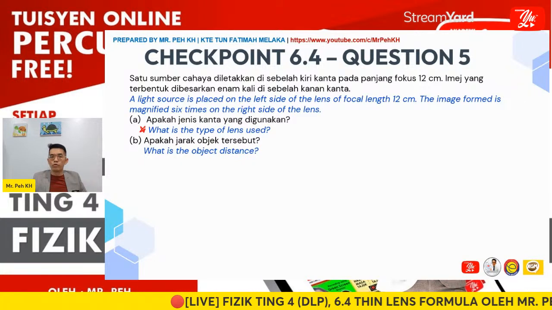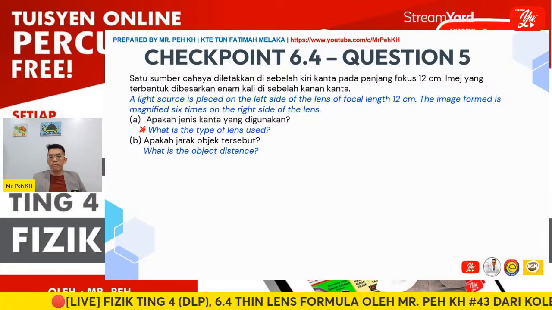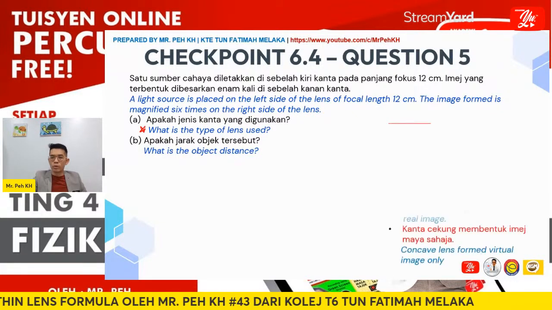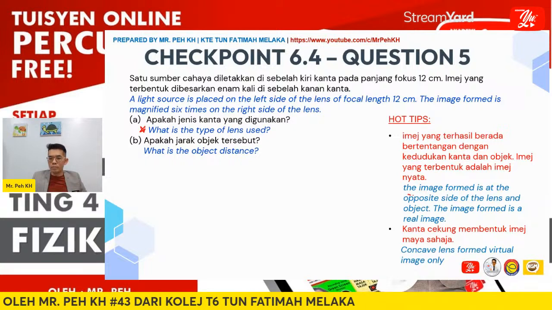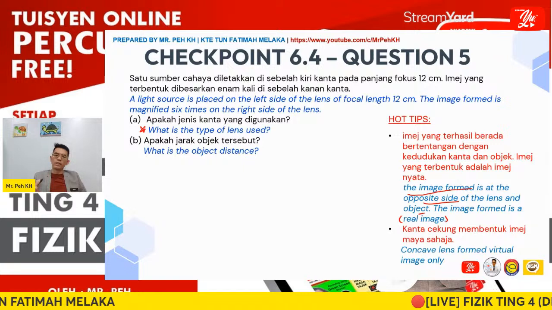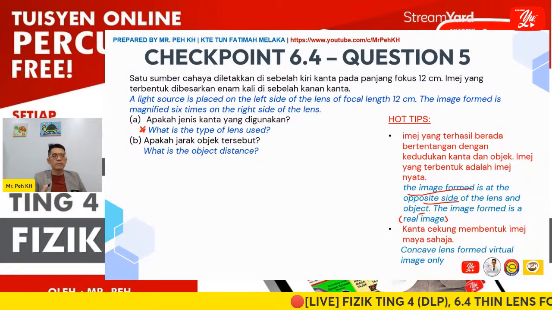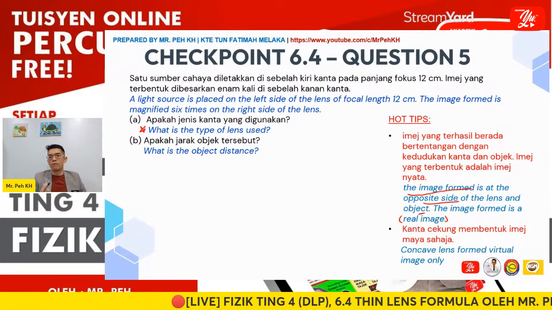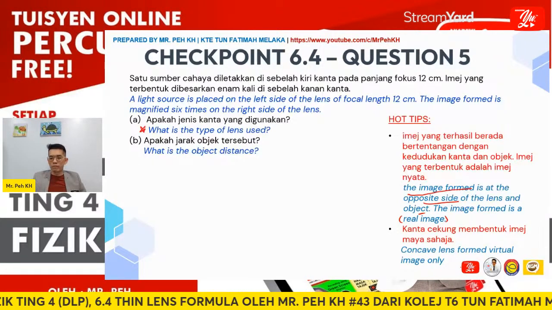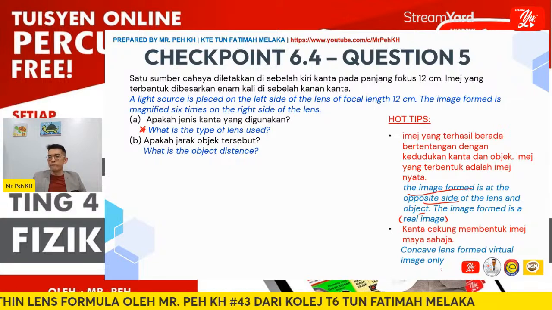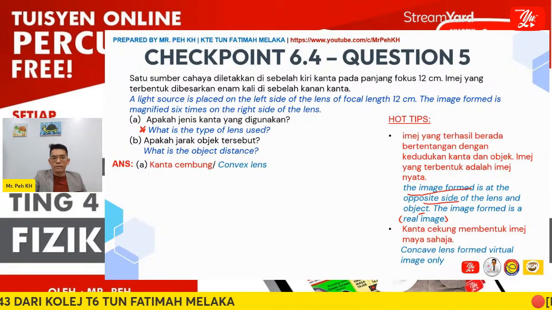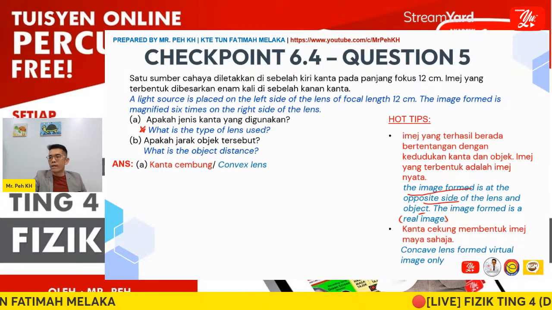This will be only able to form by convex lens, because the convex lens will be only able to form vertical and diminished image. Okay, so here the hot tips. The image form is opposite the lens. So this is a real image, which is only able to form by the convex lens, and the position of U must be greater than F here. Okay, but here is magnified. That means will be greater than 2F. Okay, so we are sure that the type of the lens used here will be convex lens.